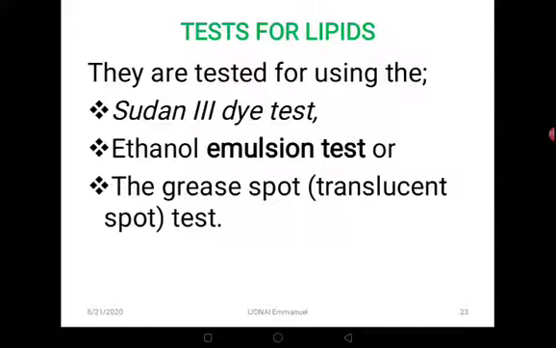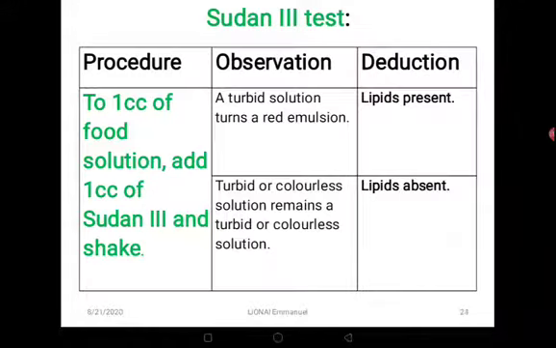So after looking at that, let's look at tests for lipids. What is important here is for us to know the reagents that we use for these tests, the procedures, the possible observations, and then the possible deductions. So we have a number of tests here, but about 3 of them are possible in the laboratories. So you can do what we call the Sudan 3-dye test, and then we have the ethanol emulsion test, and then we have the translucent spot test. So we want to see what each one of them means.